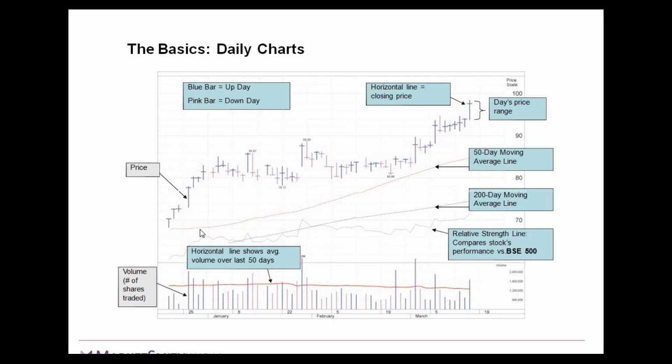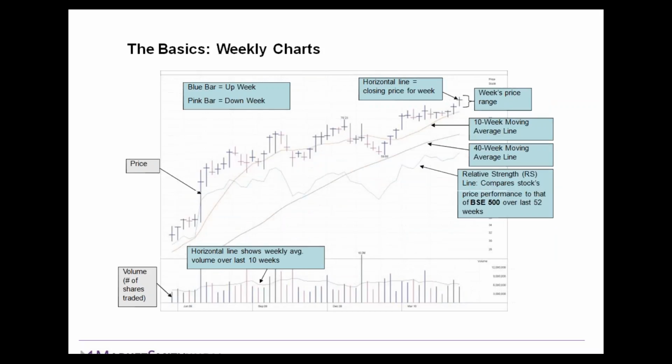Now let's talk about these 3 lines that you see here. This line, which closely follows the movement of the stock, is the 50-day moving average line. The other line, which is more smoothed out, is the 200-day moving average line. And this third line is the relative strength line, which compares your stock performance vis-a-vis the BSE 500 index. So this is all about understanding the daily chart.